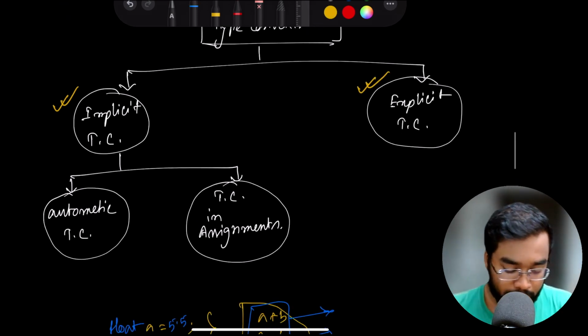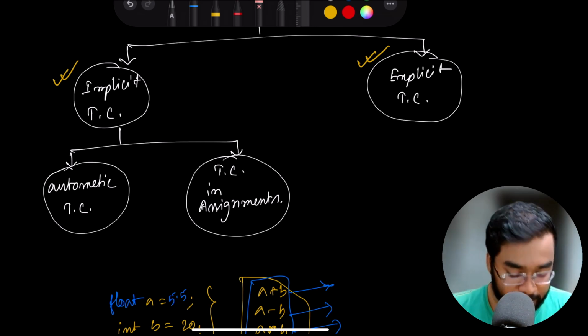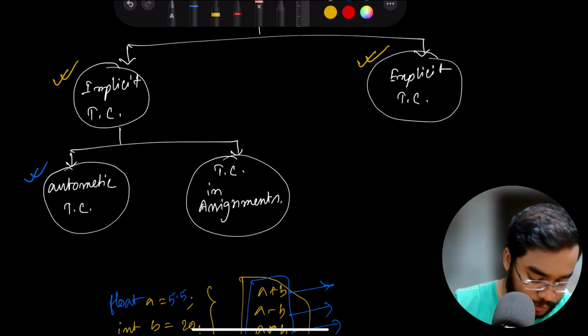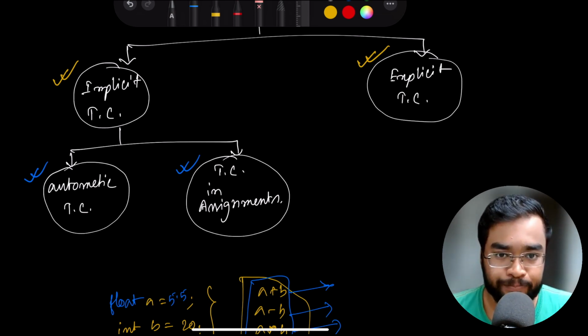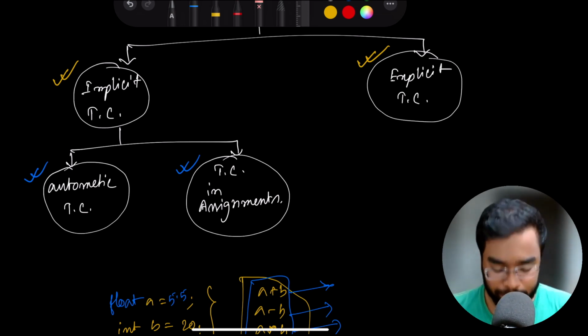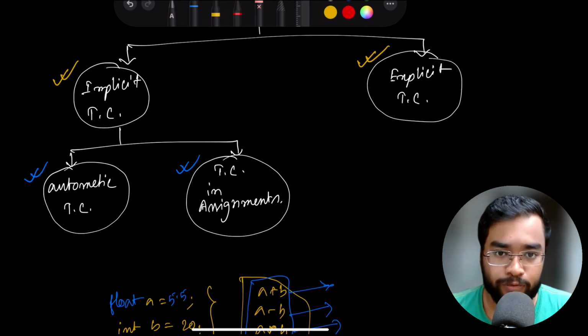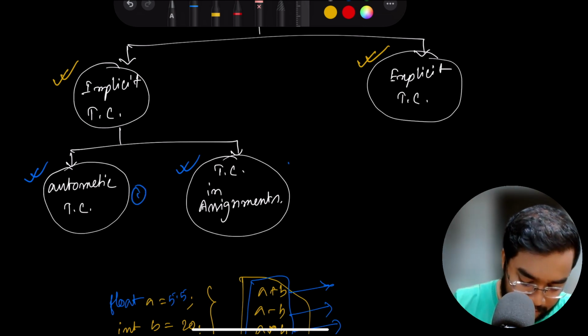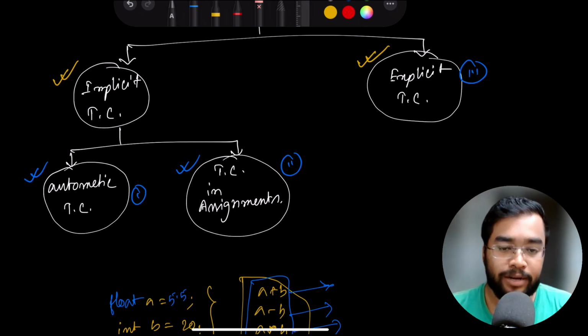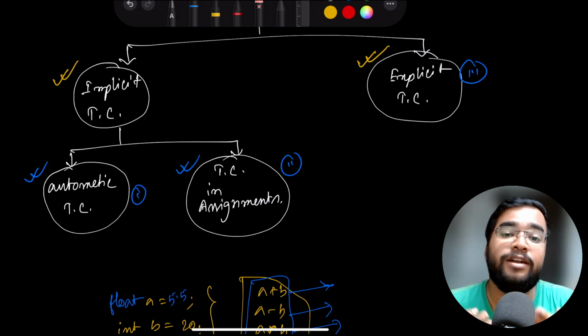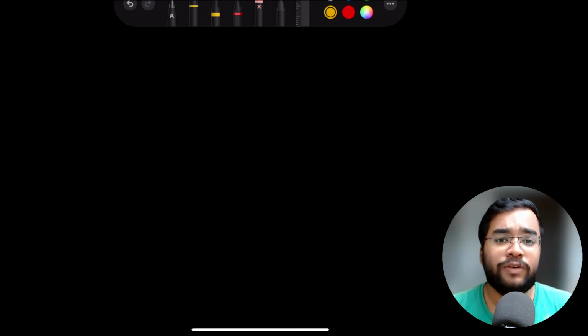Now, in implicit type conversion, there are 2 types. The first one is automatic type conversion, and another one is type conversion in assignments. There are basically 2 types, and we will explore all of them. We will explore this, then this, and then this. All three of them are important, and all three have different applications in different situations. Now, first of all, let's talk about automatic type conversion.